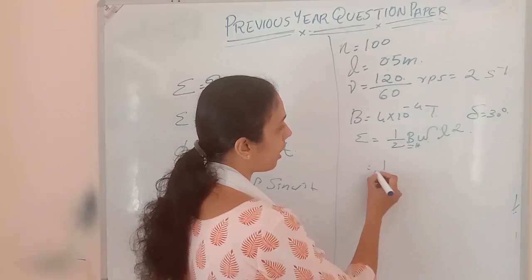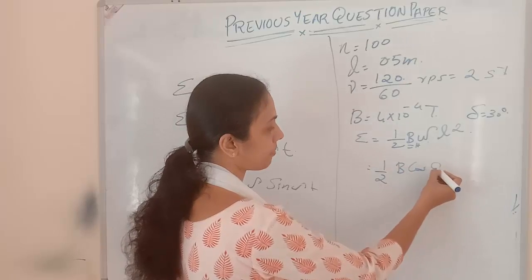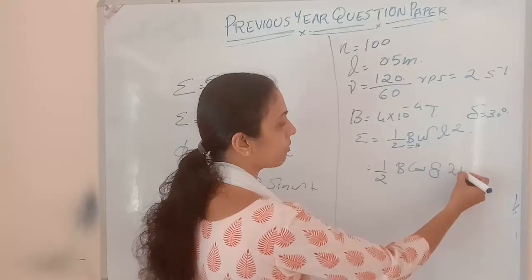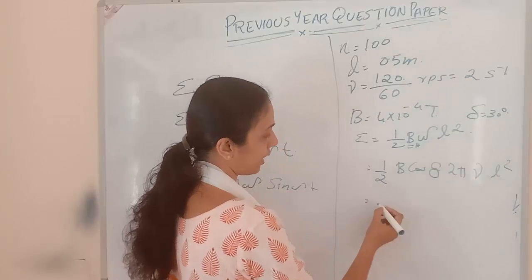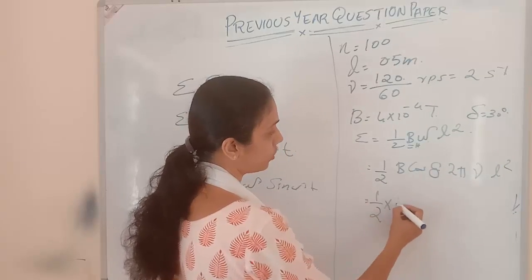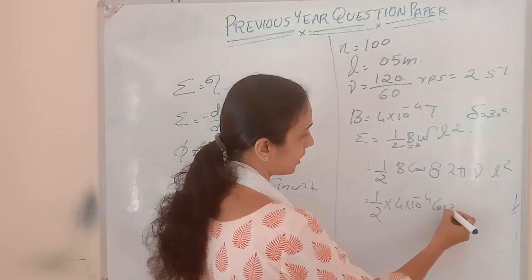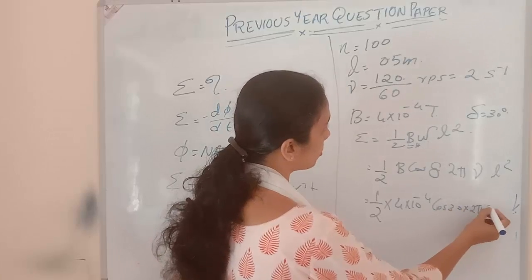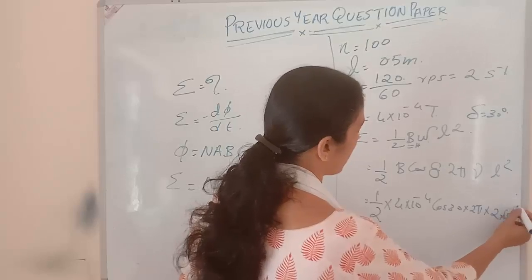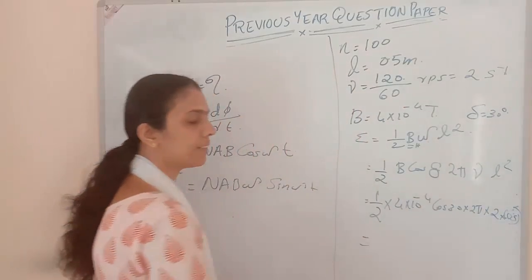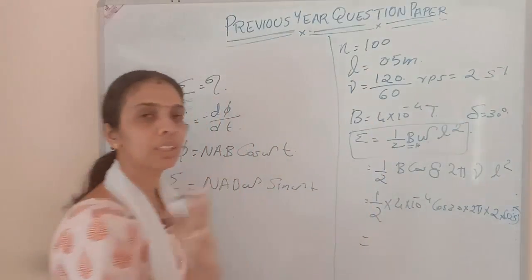So here half into BH, how can we find it out? B cos delta. Okay, omega how can we find out? 2 pi into nu. L is there. So now we have all the components. So half into 4 into 10 to the power minus 4 into cos 30, into 2 pi into 2, into L square, which is 0.5 the whole square. While you are solving this, you will be getting the answer. Here identifying the formula and substitution is very important.